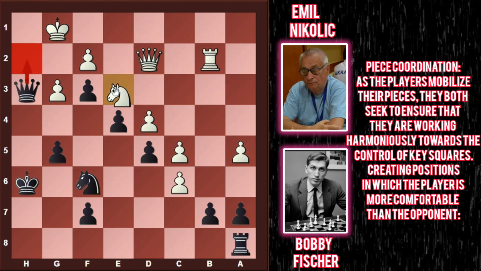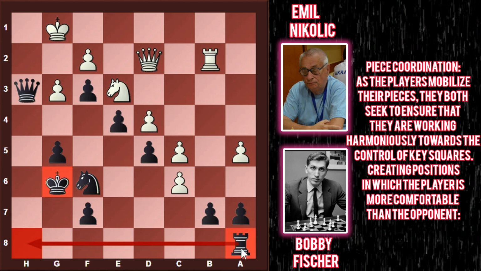Emil Nikolic played here knight to e3, and we have a silent killer move, king to g6. Oh my god, there is a mate in 3. This king to g6 move clears up the square for your rook to go on, and you can just checkmate your opponent in various ways. Let us look.